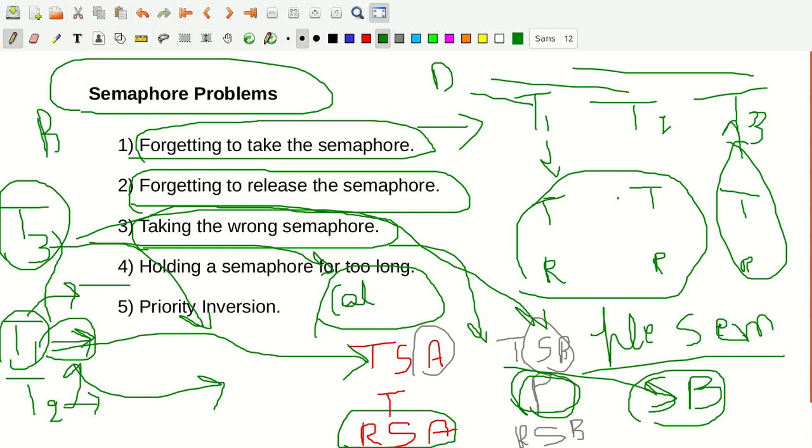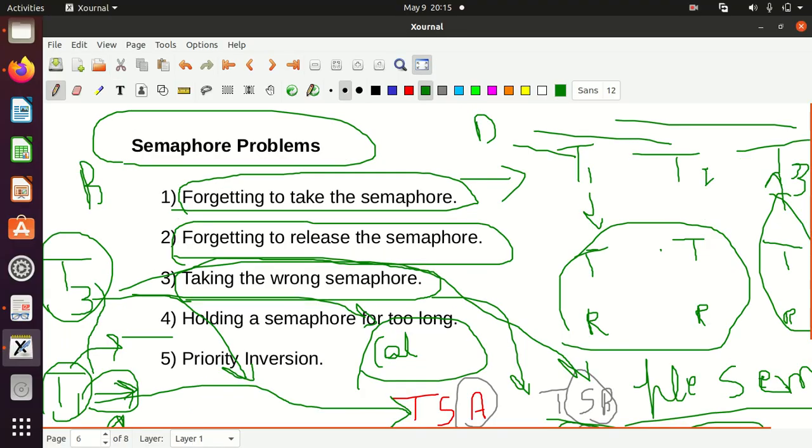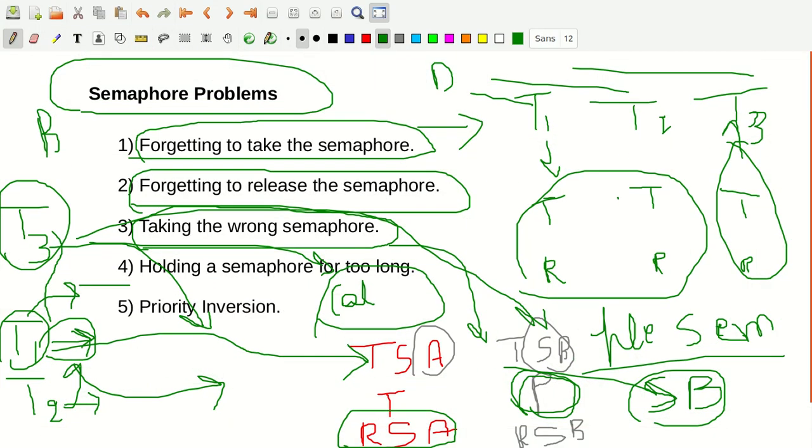Now what we were discussing is that, in order to... it actually tries to take the wrong semaphore. Sorry for the interruption. What we were discussing is that multiple semaphores will solve this problem of different variables getting shared here. Now, what happens is taking the wrong semaphore.